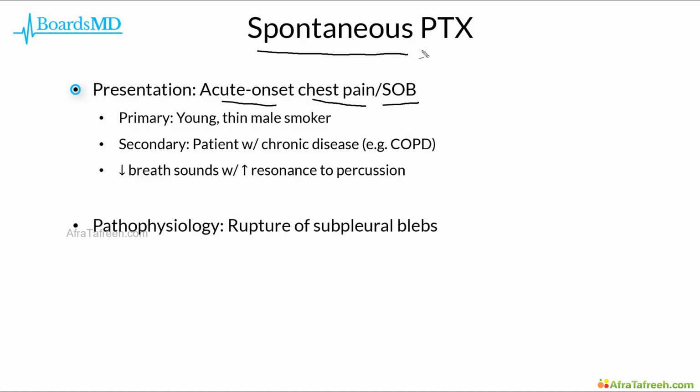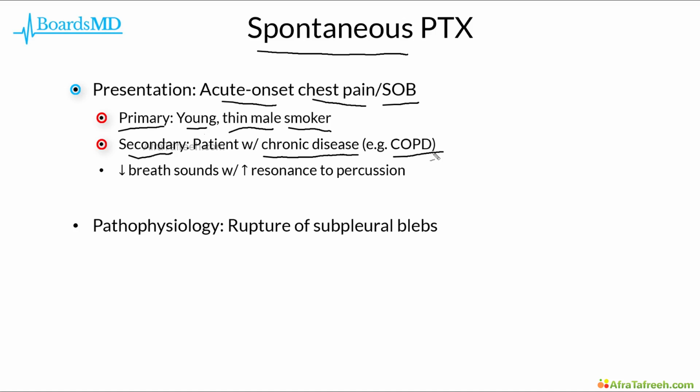The spontaneous pneumothorax can be divided into two types, the first of which is the primary spontaneous pneumothorax, and the classic presentation for this is going to be a young, thin male, oftentimes a smoker. In contrast, in the case of secondary spontaneous pneumothoraces, our classic patient for this is going to have chronic underlying disease of the lung, most commonly COPD.